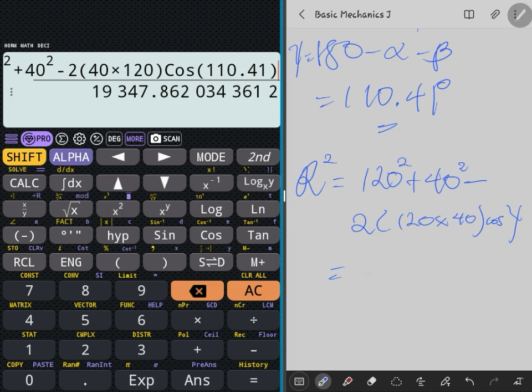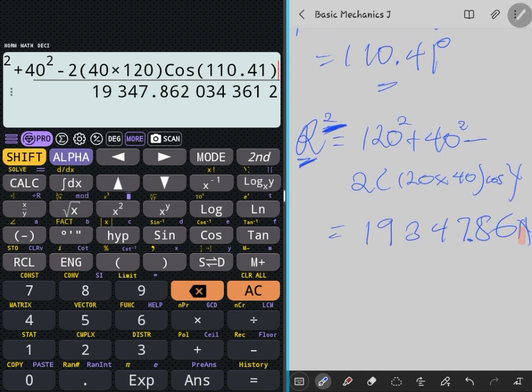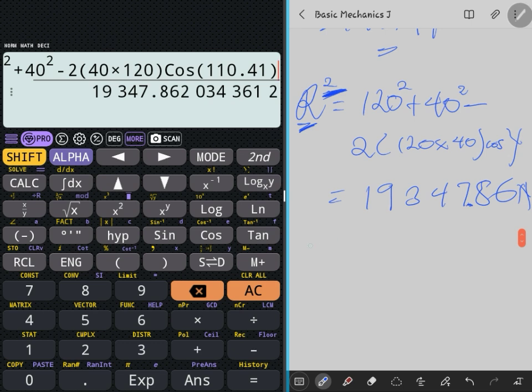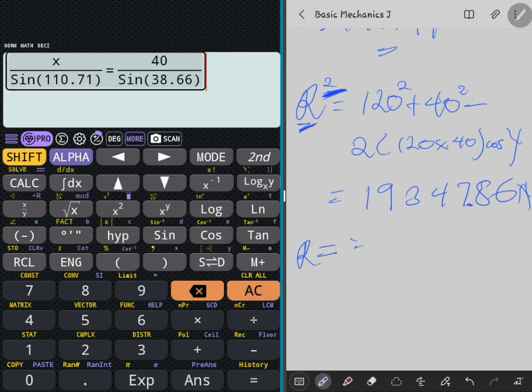Here's what I get: 19347.86. It's very important that anytime you do things of this sort, you remember what's here. Also, if you forget to get rid of this 2 here, your answers will be way out of line. So remember where you are going and what you need. To get this R, you take the square root of our answer.